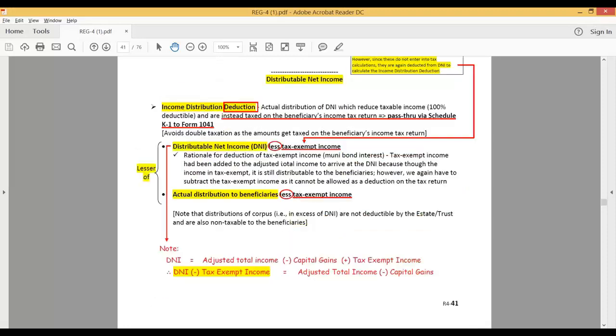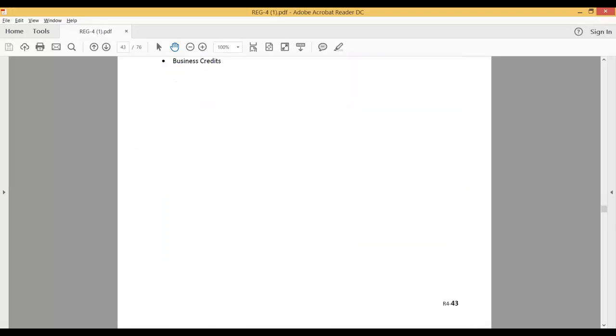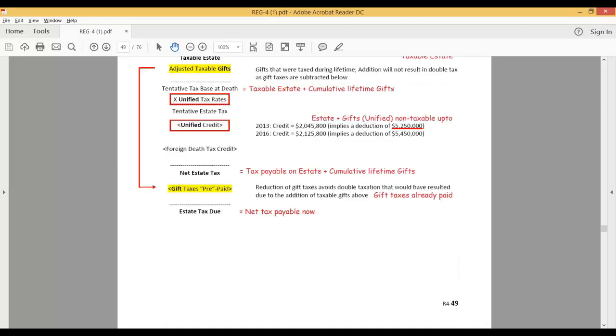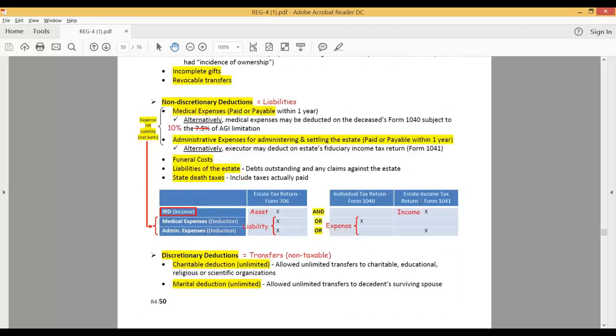I think it may have been part of trusts or part of estates, which you may have missed. Okay.